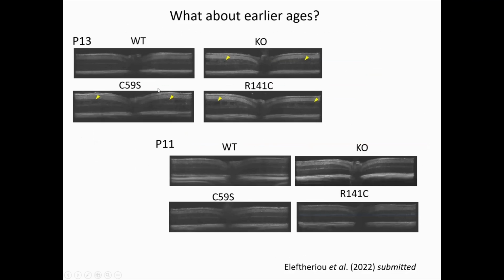Now, our ongoing work is moving to even earlier ages. What we've seen is that at P13, we can see clear evidence of schisis in all of the mutants: the knockout, the C59S, and the R141C point mutants. So that's P13. It's not as bad as the P15, but it's clearly there. At P11, things look pretty good, so we don't see any schisis. So it seems like we've identified the window at which schisis presents.